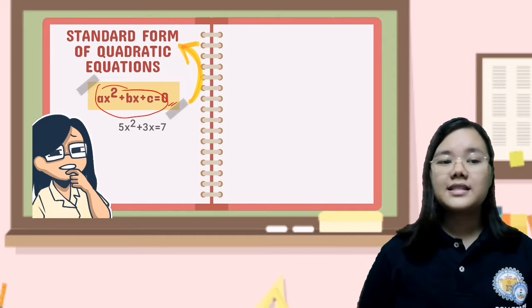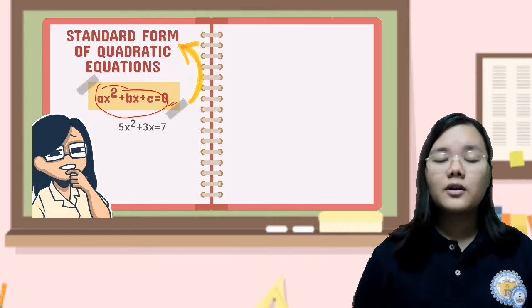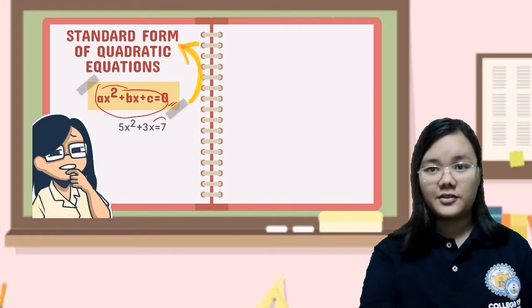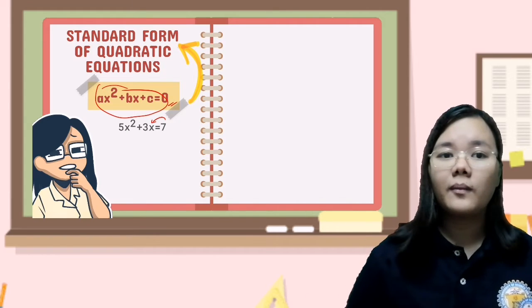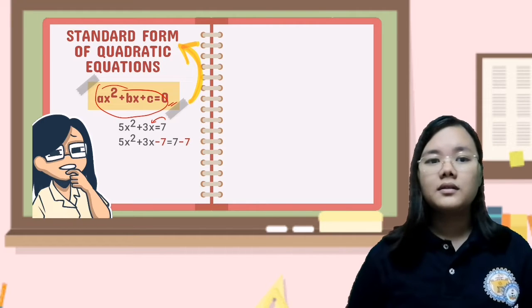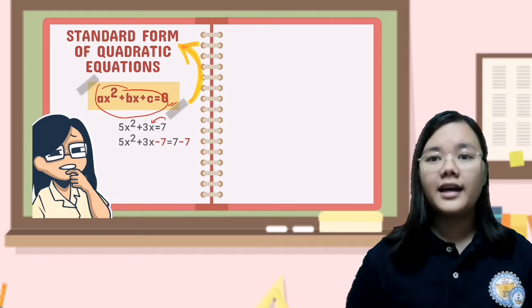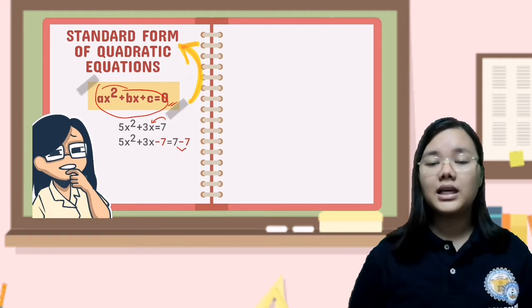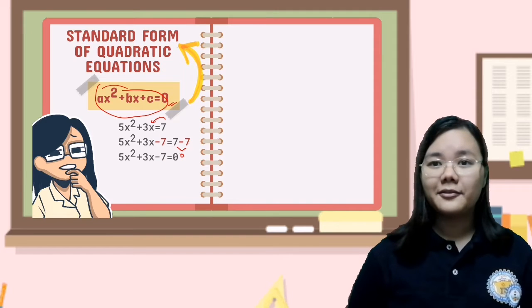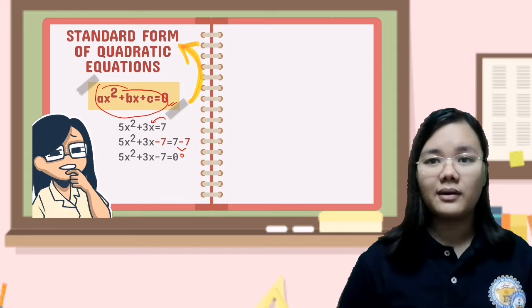This is not yet in standard form since there is no c. So we must transpose 7 from the other side. It would become negative 7 since it's positive. 5x squared plus 3x minus 7, and 7 minus 7 is 0. Then it is in standard form now: 5x squared plus 3x minus 7 equals 0.